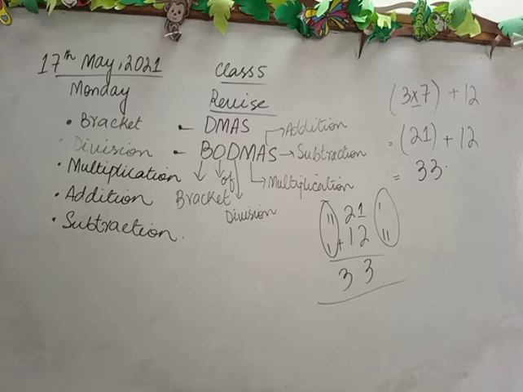We have a question in which two signs are involved and there is a use of bracket in it. So what would we do? First of all we will solve bracket, then multiplication and then addition. When we solved the multiplication in the bracket, we got 21. The plus sign comes as it is and 12 we will write as it is. Fine. In the end we will solve 21 plus 12 which makes 33. Is this clear to everyone? Okay.